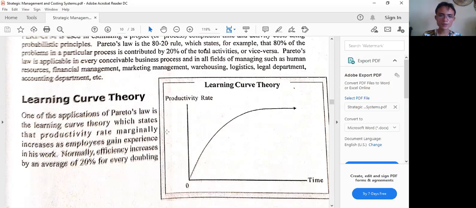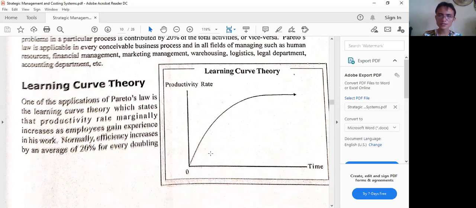Okay, so let's begin with the learning curve theory. You can see here the graph, wherein this is the productivity rate, this is the time. So time is the independent variable, that's the x, and the y is the productivity rate, which is the dependent variable. So as we progress over time, we can notice that our productivity increases to a certain point, up until such point that it remains constant, or later on it would decrease.